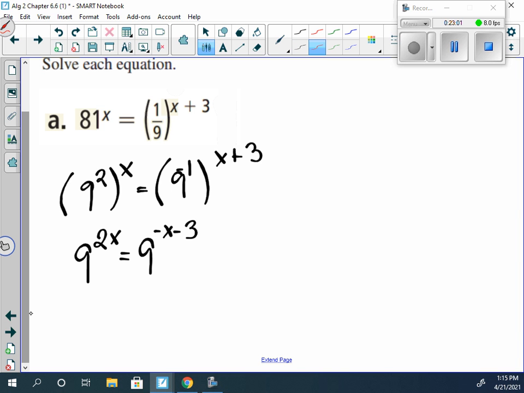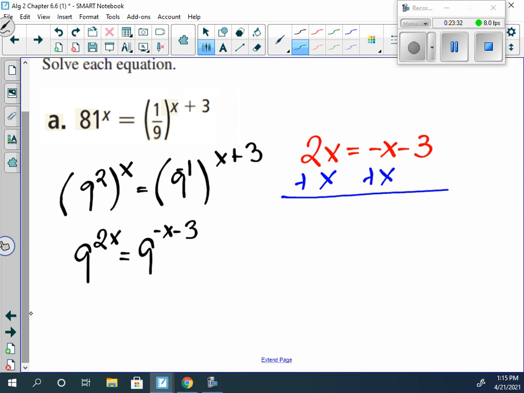Any questions on any of this here? Well, since the bases are the same, we can set the exponents equal to each other. So we have 2x is equal to -x minus 3. And now we just need to solve for the value of x. So what's the first thing we can do to both sides? We can add x to both sides. This -x plus x will cancel, and 2x plus x would be 3x equals -3.